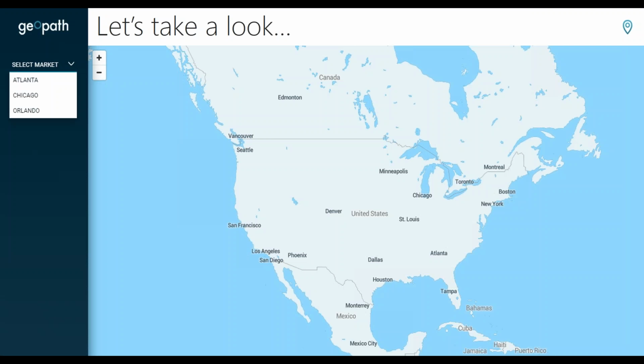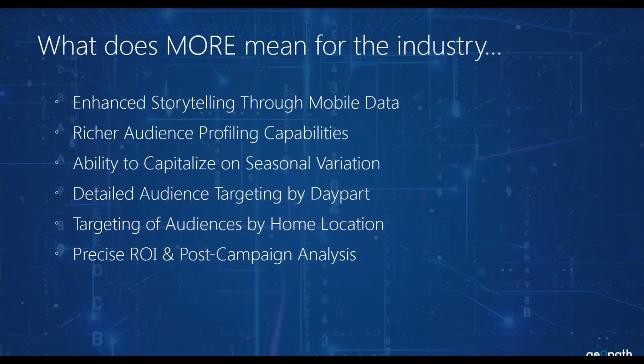But just before I hand it off, what we're really excited about is, as I've said a number of times, that enhanced storytelling that the mobile data is going to give us, and the richer profiling capabilities. So we're going to be able to talk about people or understand people at a greater depth, and also understand where they're going by day part, and create reports by day part, by hour of day, understand the audience's home location, and even leverage that seasonal variation that we all know exists, and is just currently normalized out in the data that we do have.